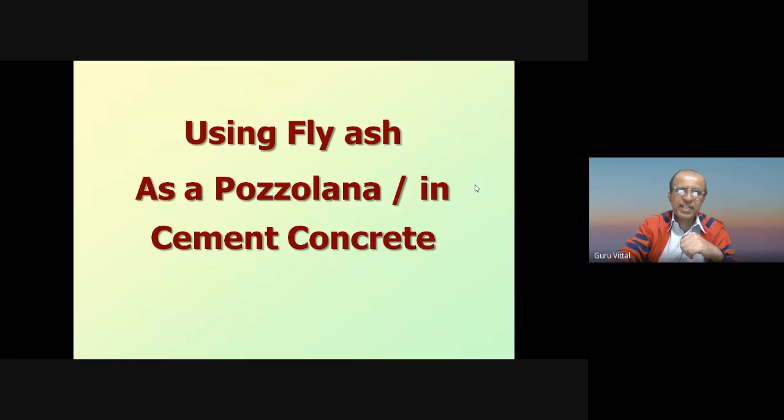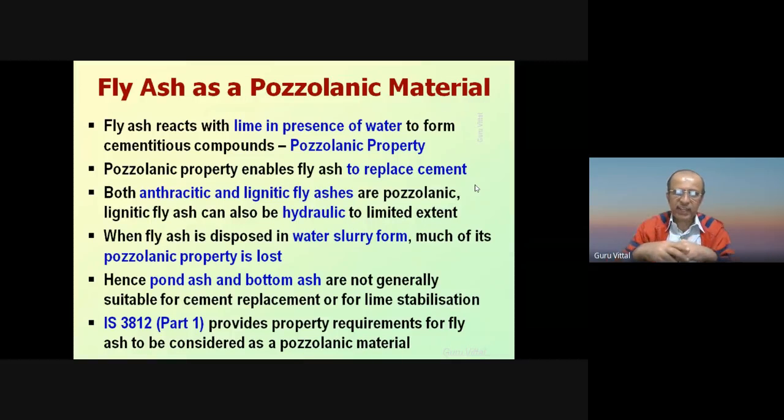Using it as a pozzolana in cement concrete, I think other lecturers would have already covered it. I just have one slide. When we use fly ash as a pozzolanic material, what is a pozzolanic material? I have already told you. This pozzolanic property enables the fly ash to replace cement. Both anthracitic and lignitic fly ashes can be used, and we have the code 3812 part 1, which provides the property requirements for fly ash to be used as a pozzolanic material.